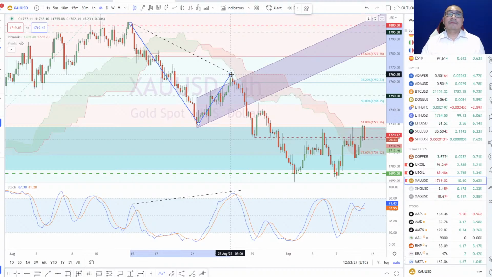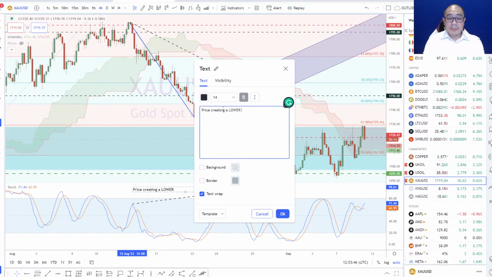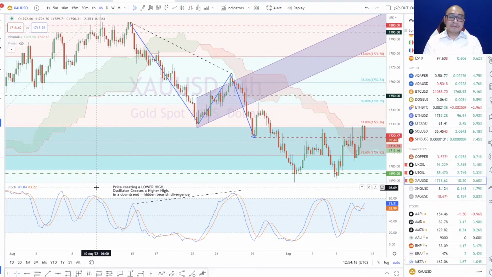Anyway, this is how we tell that there could be that continuation to the downside, because we have a hidden divergence. Let me just type it in for you. So we've got price creating a lower high, okay, and the oscillator creates a higher high in a downtrend. Therefore, it's a hidden. Okay, so feel free to screenshot this if you want to. Maybe this is going to be a good example for a lot of you.